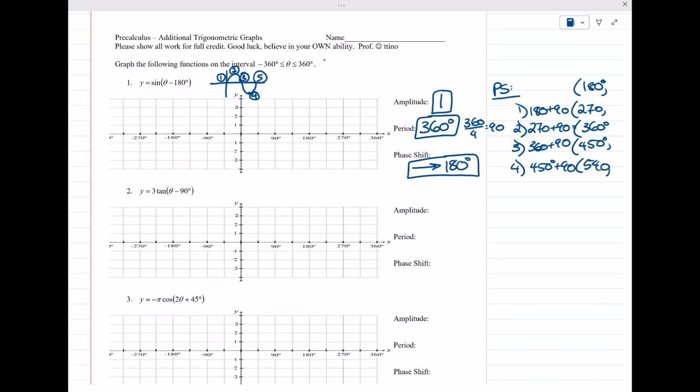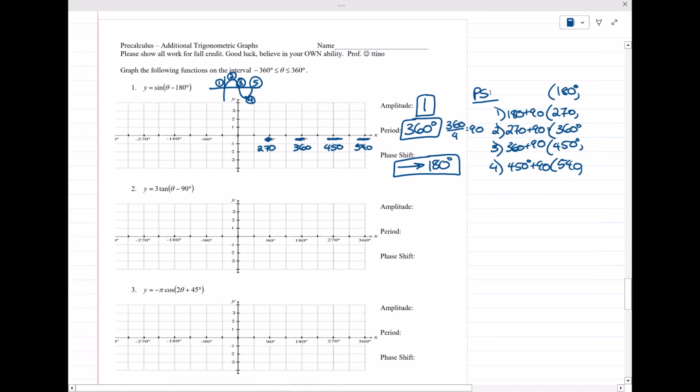Oh, looks like this will probably go off the graph too. We could just maybe relabel these if you want. We'll just label this 270. This will be 360. This is 450. And this is 540.